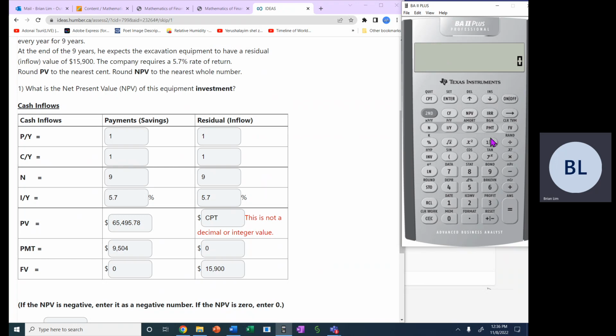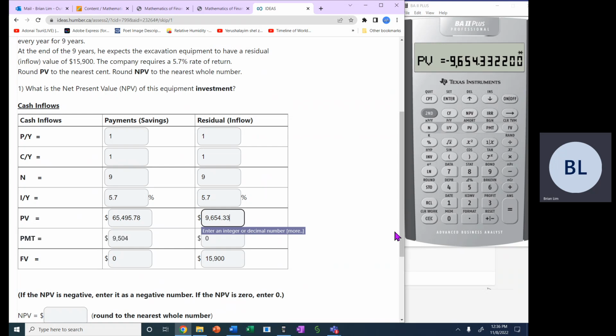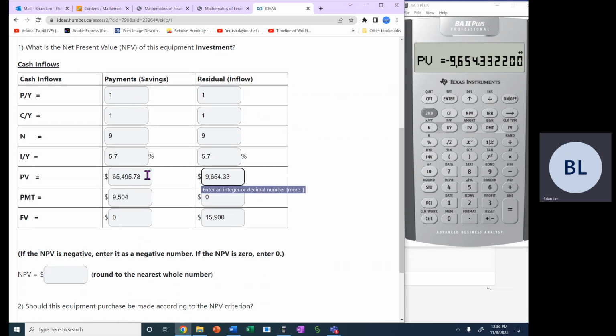Now we have to enter 0 for payment, because previously there was a value of 9,504. There was no value for the future value, so now we will insert that number, 15,900. And there we are. Now we can compute the present value, and this gives us $9,654.33.